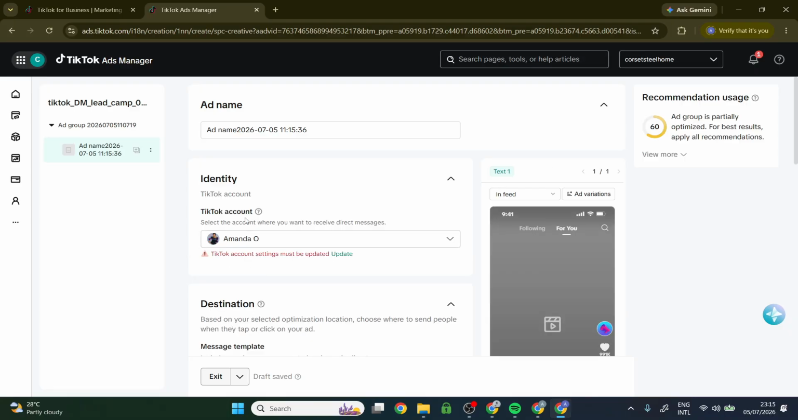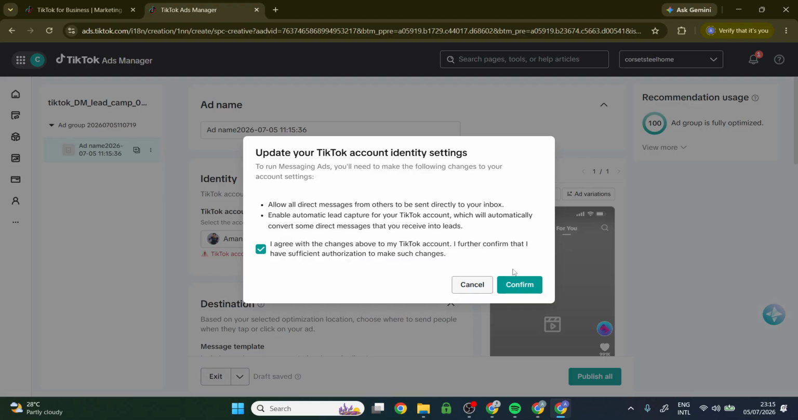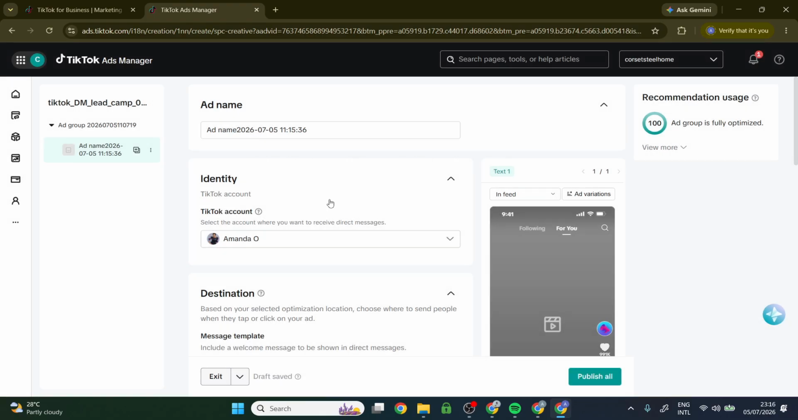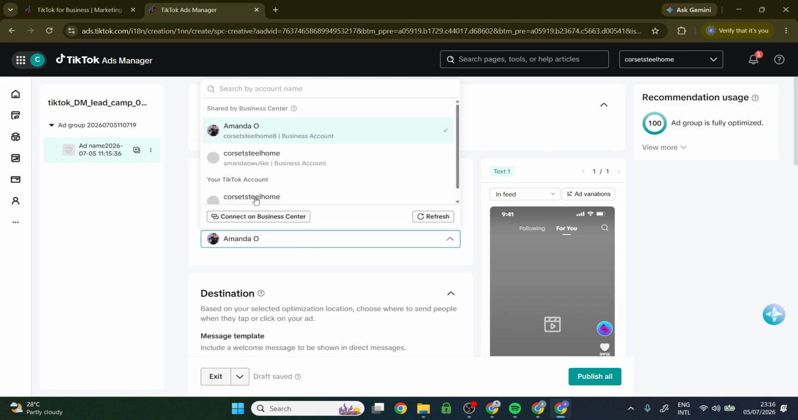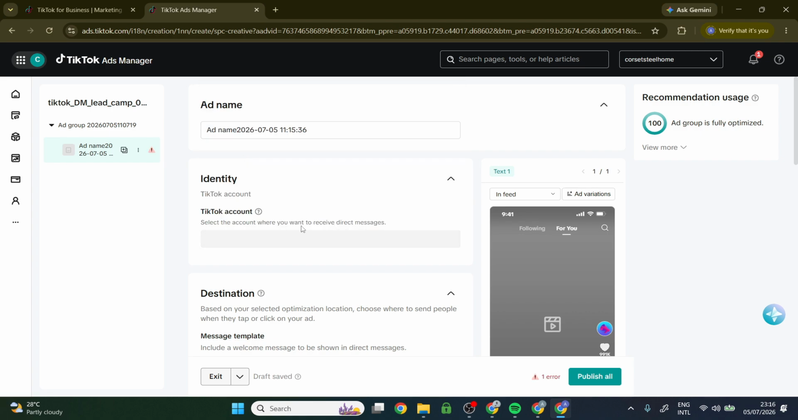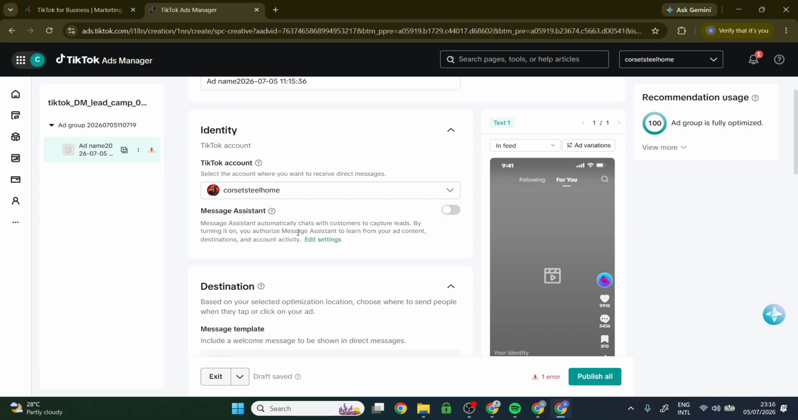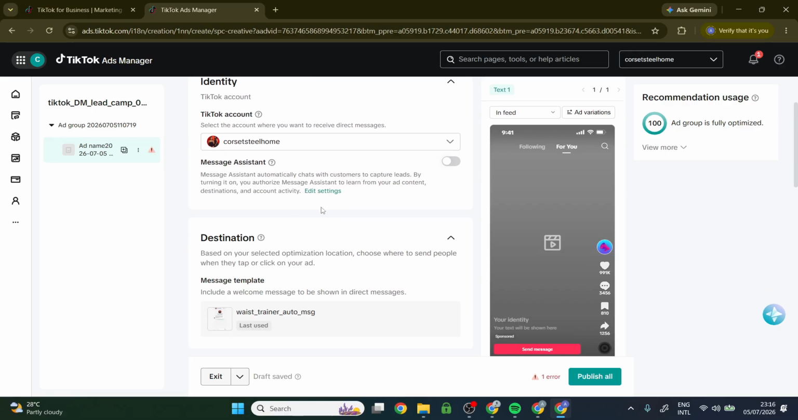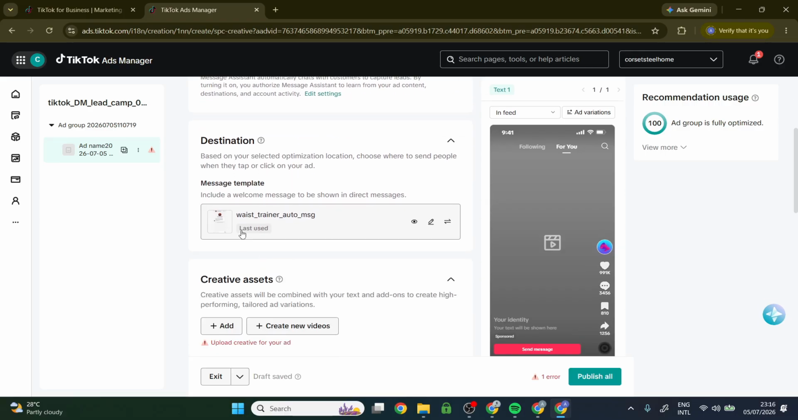The next thing that you are going to do here is see that we have a TikTok account settings must be updated. If you want to do that, all you have to do is click on this update. Once you click on update, you just have to accept the terms and conditions, and that is all you need to know about this update on a user identity. But this is not the TikTok account that we intend to use. So let's say we want to use this particular TikTok account to run the ad, and you select the TikTok account. Then the next thing is your messaging.